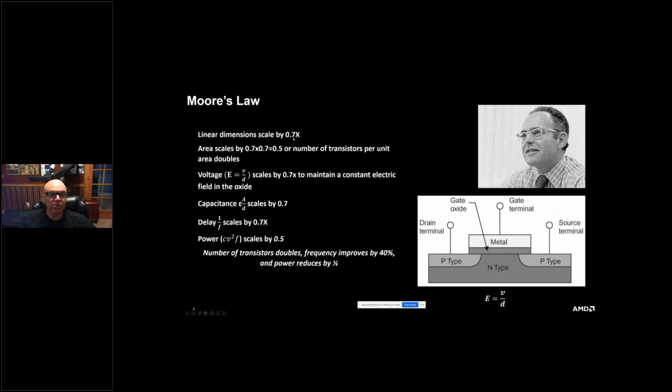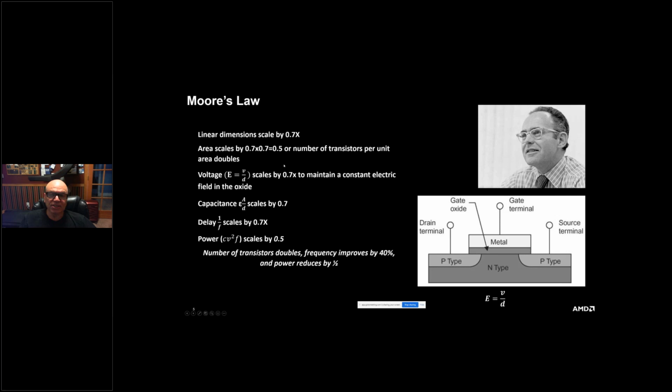Now, if the linear dimension is scaled by 0.7, then the area scales by half, 0.7 times 0.7. Or more commonly known as Moore's law, the number of transistors doubles for the same unit area with every generation. Now, when the vertical dimension, across the metal oxide, also shrinks by 0.7, the electric field, which is basically voltage over that linear dimension, shrinks by 0.7. But you can't keep increasing the electric field indefinitely because that will break the dielectric. So what happens then, you scale voltage also by 0.7.